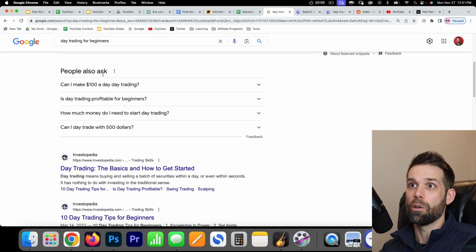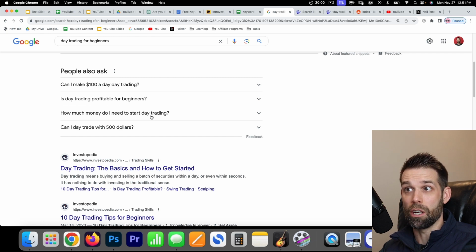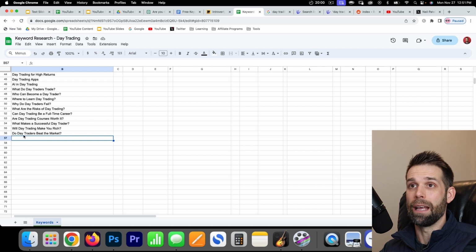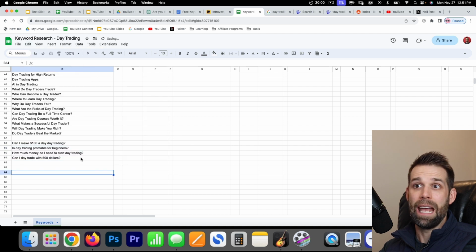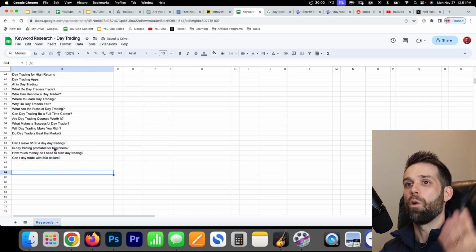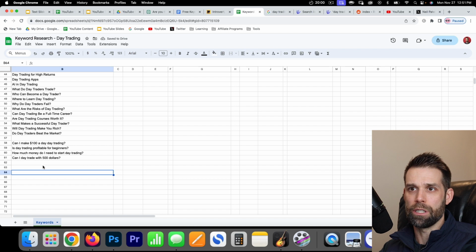So people also ask, can I make $100 a day day trading? Is day trading profitable for beginners? How much money do I need to start day trading? Can I day trade with $500? Those are all potentially good keywords, and I can actually copy them. I come to my spreadsheet here, and I can go Edit, Paste special, just the values, and here they all are. And again, I'd want to comb through this afterwards.